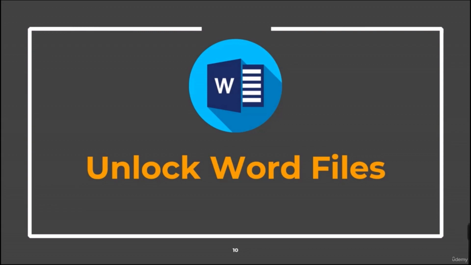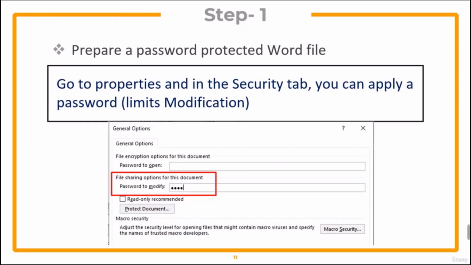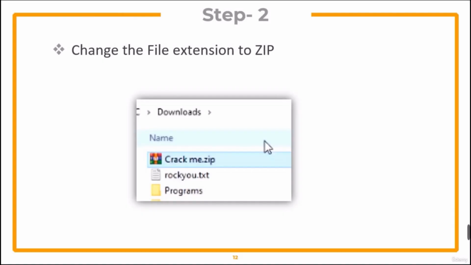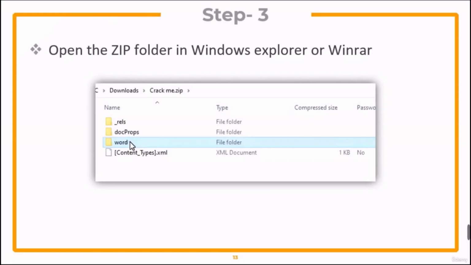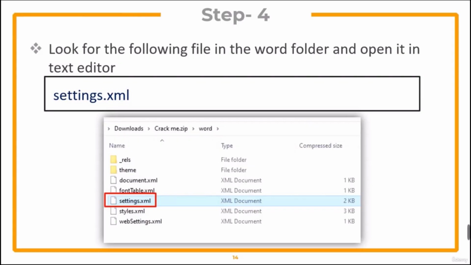The procedure is nearly same for the Word files. First of all, prepare a password protected Word file. Change the file extension to zip. Open the zip folder in Windows Explorer or WinRAR. Now you need to look for the file settings.xml in the Word folder and open it in a text editor.